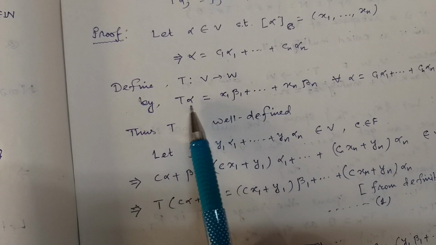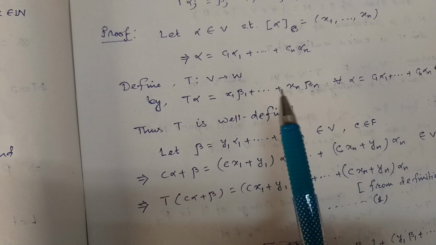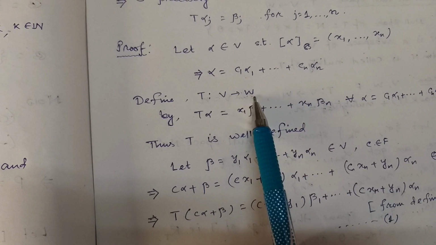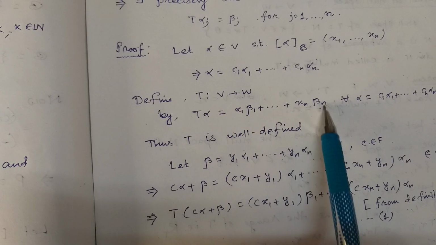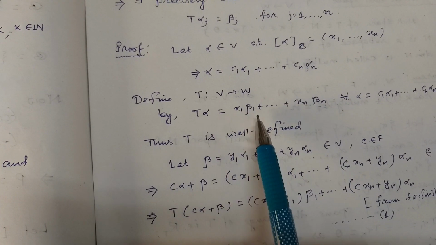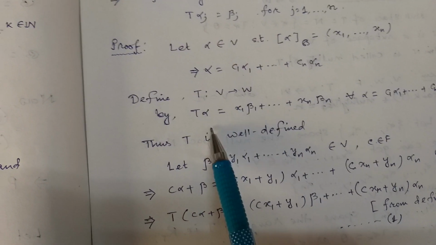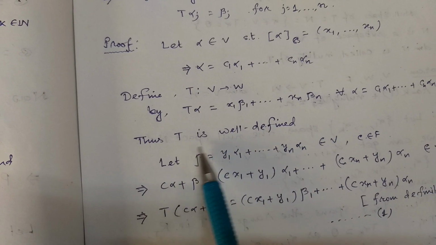So any alpha is taken to this element, because beta 1, beta 2, beta n are a given set of vectors in W. Since W is a vector space, definitely this element belongs to W. So T alpha is taken to this element by T for all alpha. So definitely T is well defined.